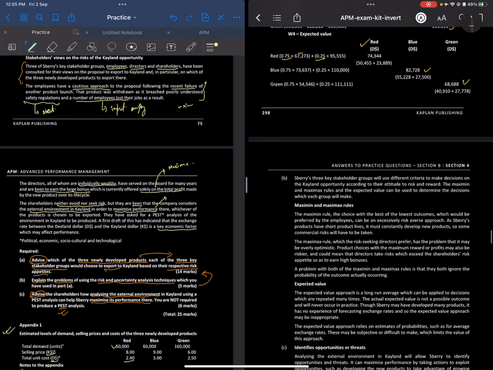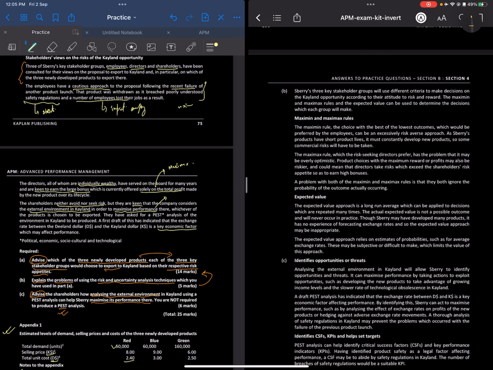And what we need to do, part B, is again linking back. The problems of using the risk and uncertainty analysis which you have used in part A. So we can talk about risk and uncertainty analysis techniques: maximax, maximin rules, and then expected value. There are different criteria to make decisions according to the attitude to risk and reward, and the maximax, maximin rules and expected values are used to determine the decision.